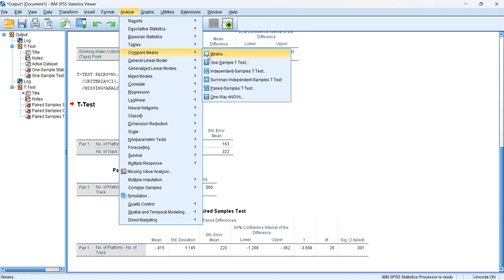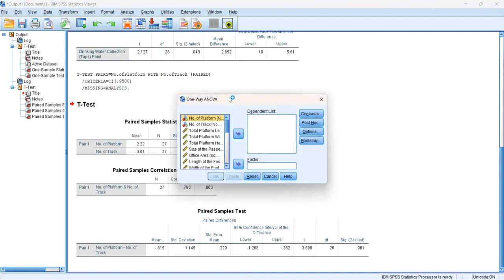Then again you need to go to Analyze, here. So you learned from the t-test, independent t-test, and paired sample t-test, and here one-way ANOVA. In case of one-way ANOVA, you need to know your dependent variable and the factor. Suppose I choose the length of the platform, platform length, and the number of water taps.